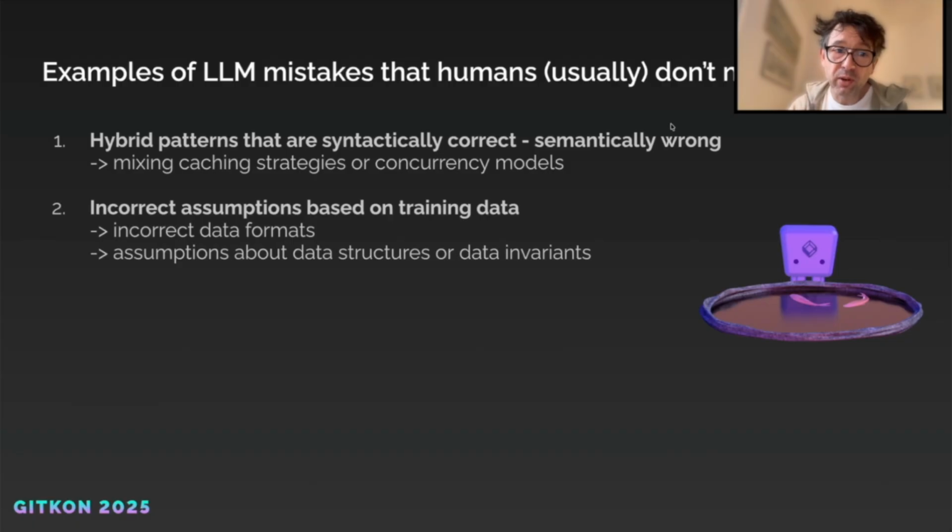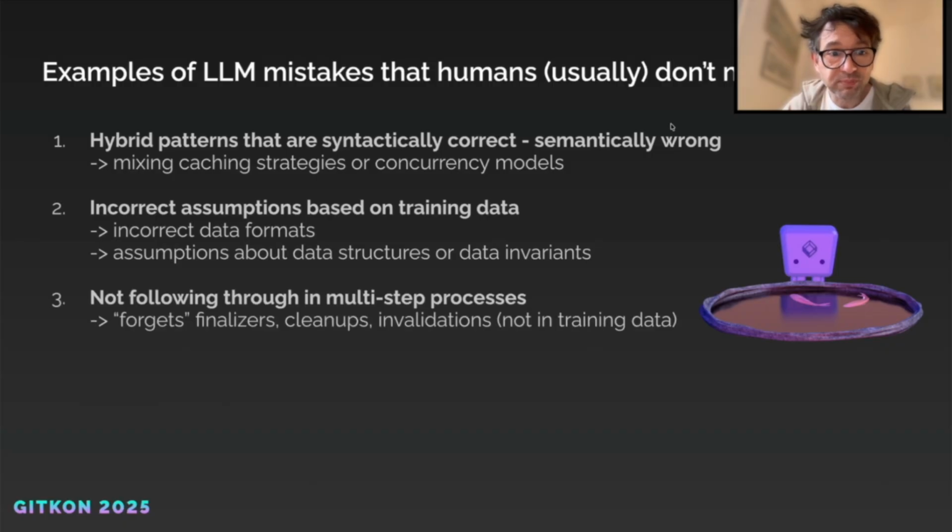Another is just incorrect assumptions based on the data they've been trained on. This could be about data formats. It could be how data structures work, if they're sorted, or what kind of units you're using, that kind of stuff. Another common issue is that AIs don't always follow through in a multi-step process.